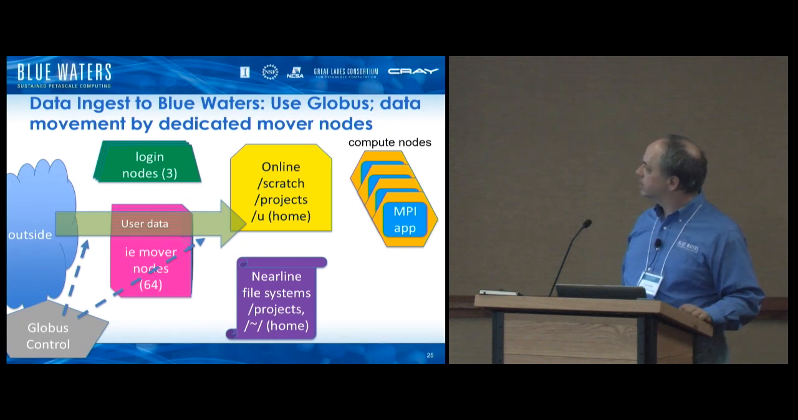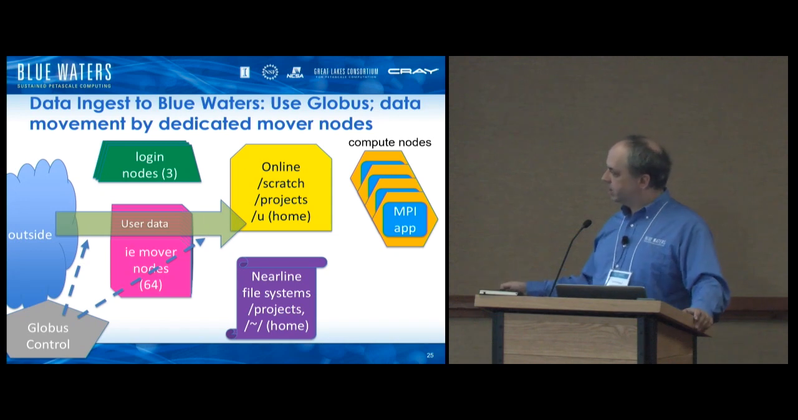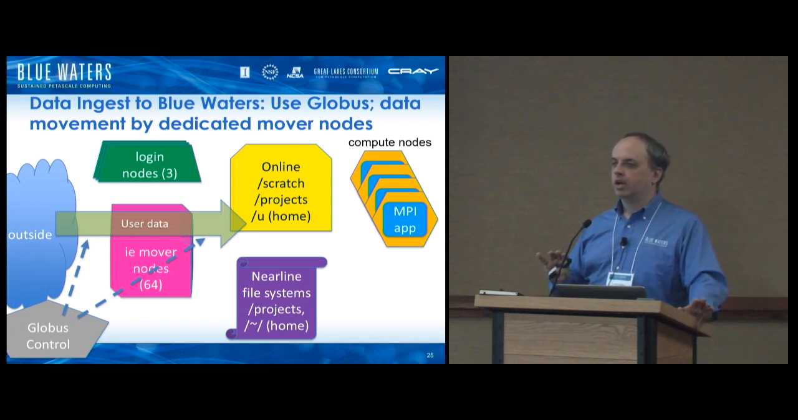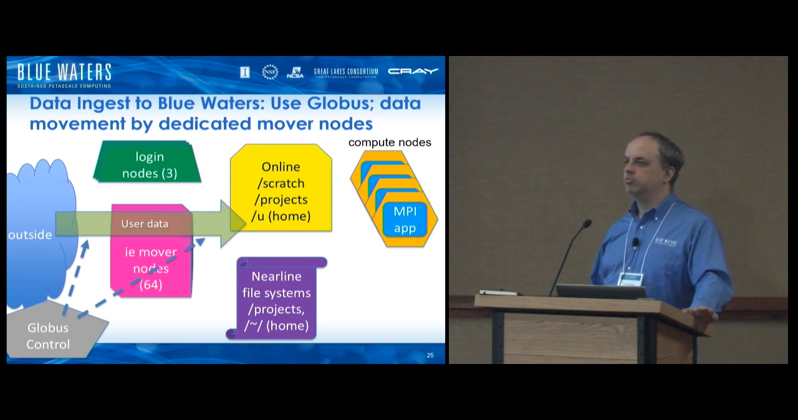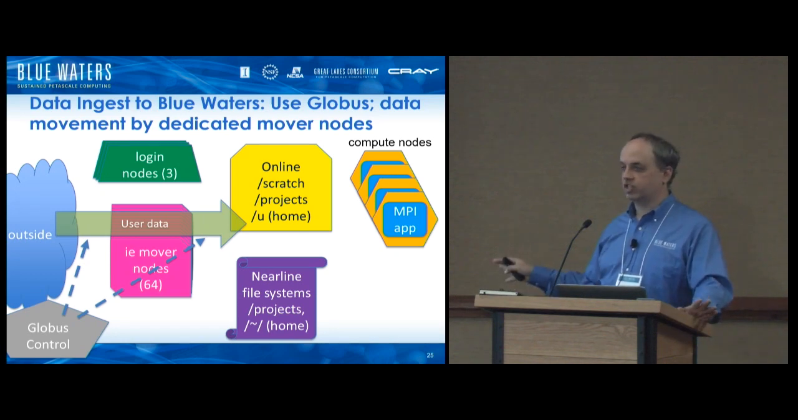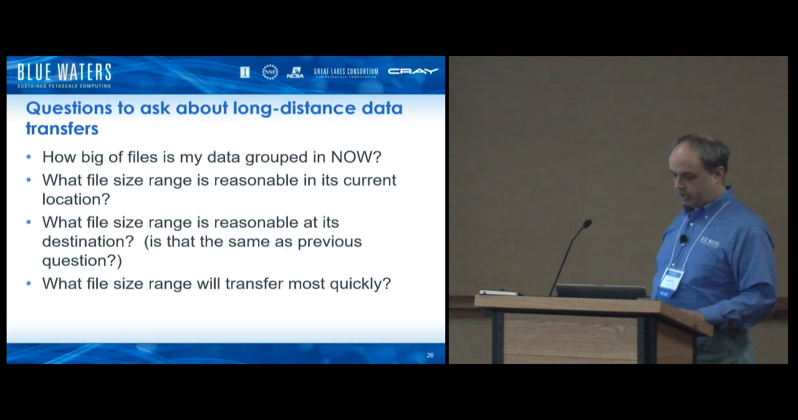So, data ingest. The reason this all works really well is that Globus is an outside entity, and Globus knows how to talk to these 64 IE mover nodes whose only job, whose only responsibility, is to move your data. So you fire up Globus transfers, and there's this really big infrastructure that all it does is move your stuff. That all happens in the background, and that's why it works so well.